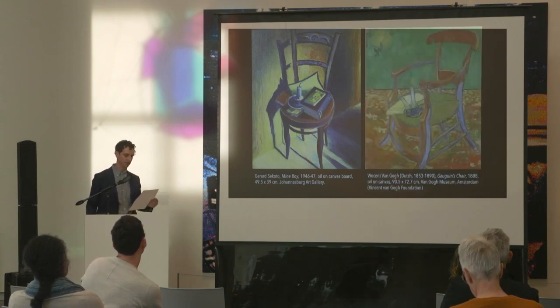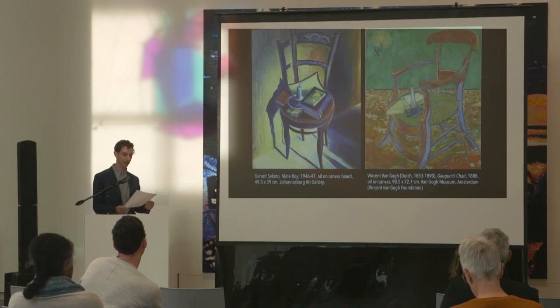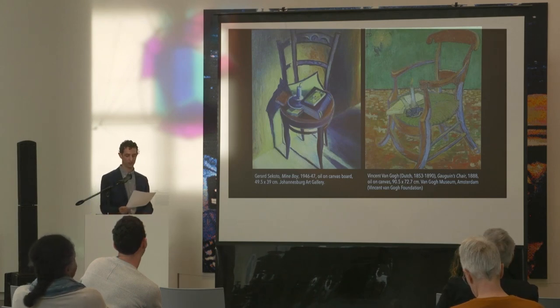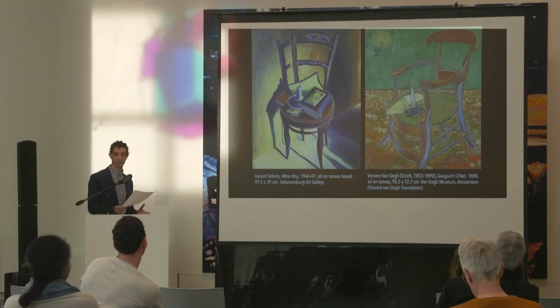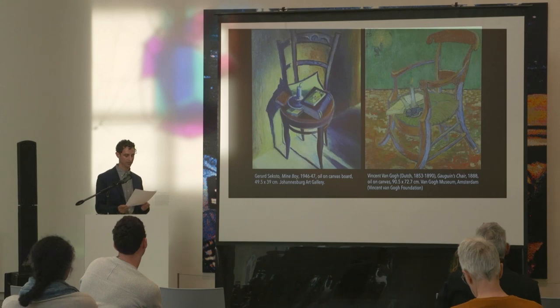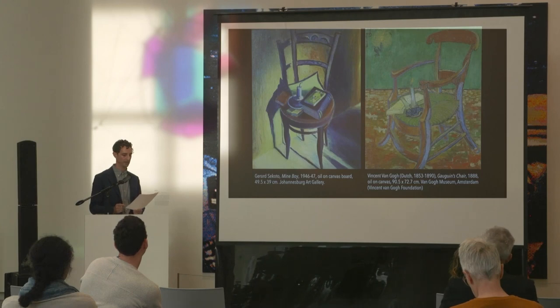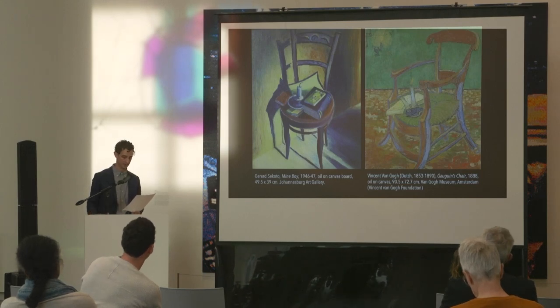Sekoto's particular choice of still life objects, candle and books, indicates a deliberate selection of Gauguin's chair as the model for this work. Surely painted with awareness of Van Gogh's own extensive uses of literature, Sekoto's Mine Boy can perhaps be read as a three-way portrait of Abrahams, the novel's protagonist Xuma, and Sekoto himself, in celebration of the collaborative and intertextual nature of artistic practice.